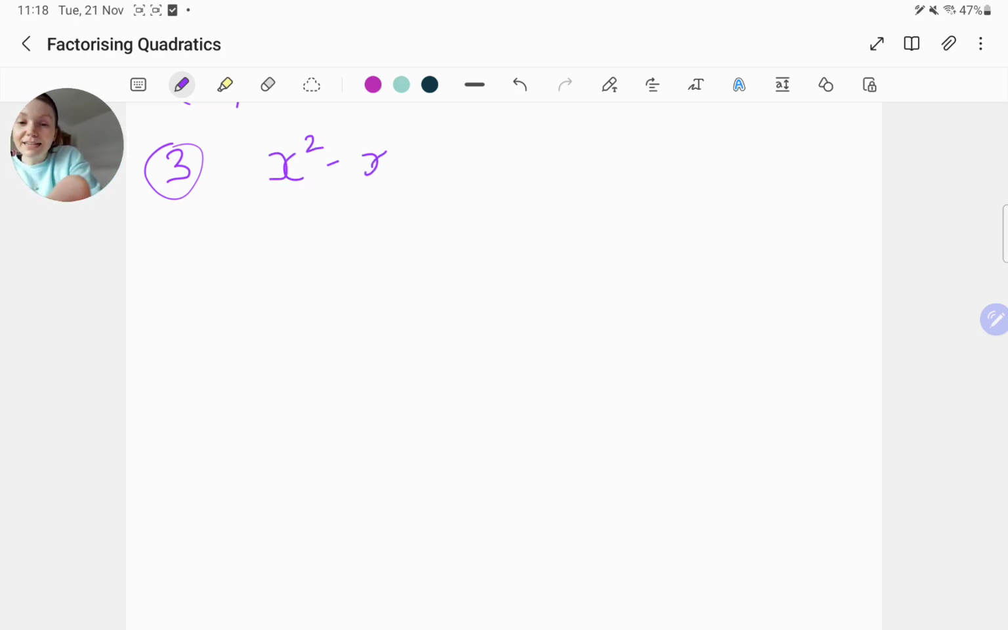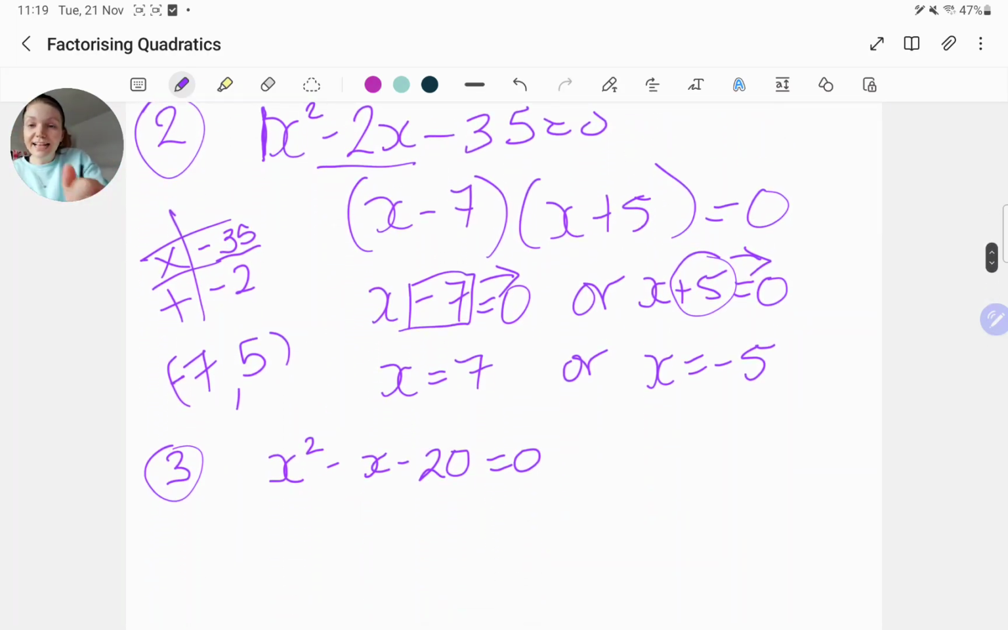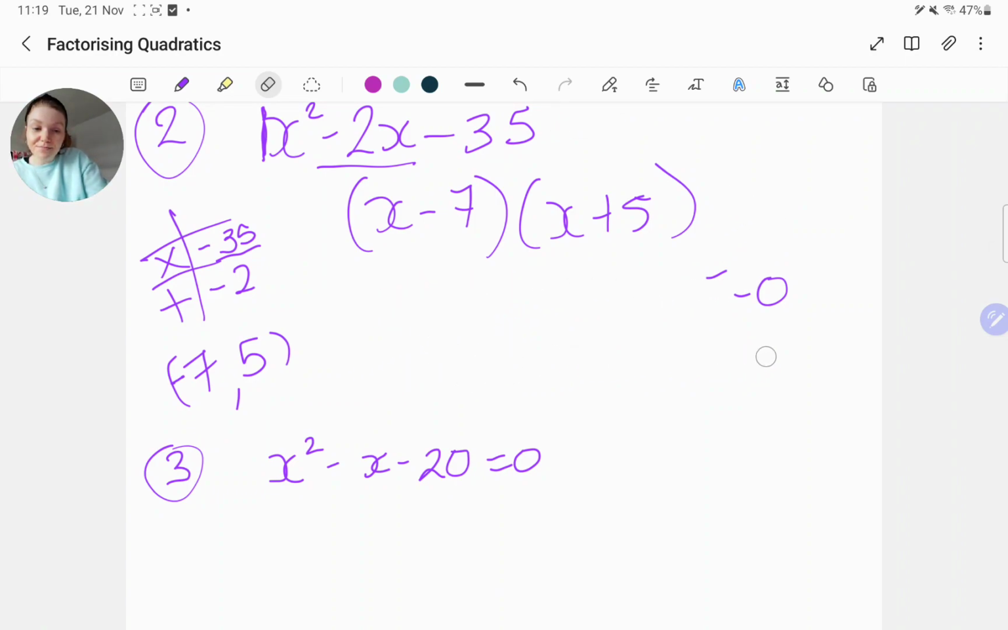x squared minus x minus 20 equals 0. If there's no equals 0, let me just go back up and show you. Let's say this equals 0 wasn't here and you just had to factorize this. That would be your answer there. That would be all you would have to do. That's it, factorized. When we went on and we had x equals or x equals, that was us solving the equation. So it had two possible values.